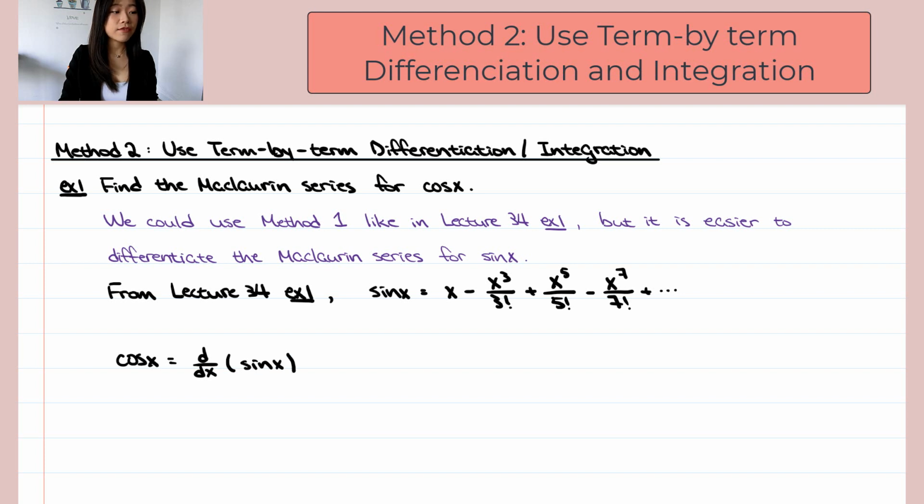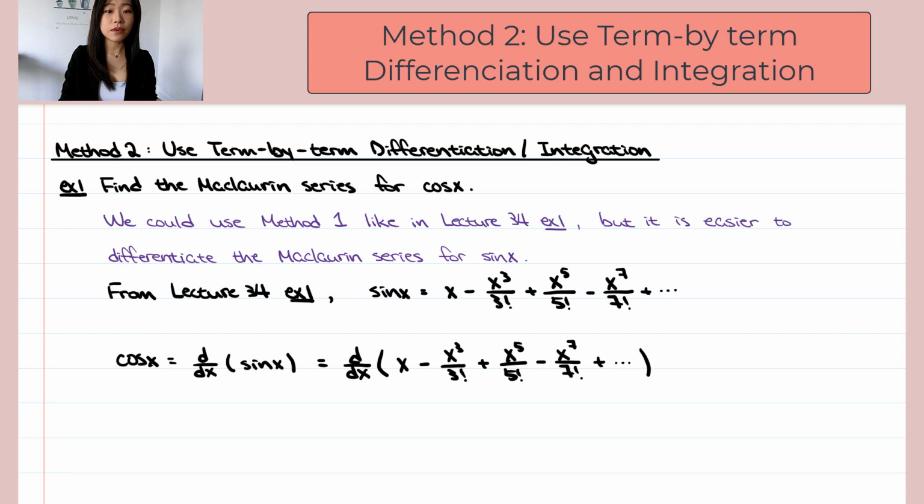But we know that sine of x can be expanded by a power series, so this also equals the derivative of its power series. That is the derivative of x minus x cubed divided by 3 factorial plus x to the power of 5 divided by 5 factorial minus x to the power of 7 divided by 7 factorial, and so on.